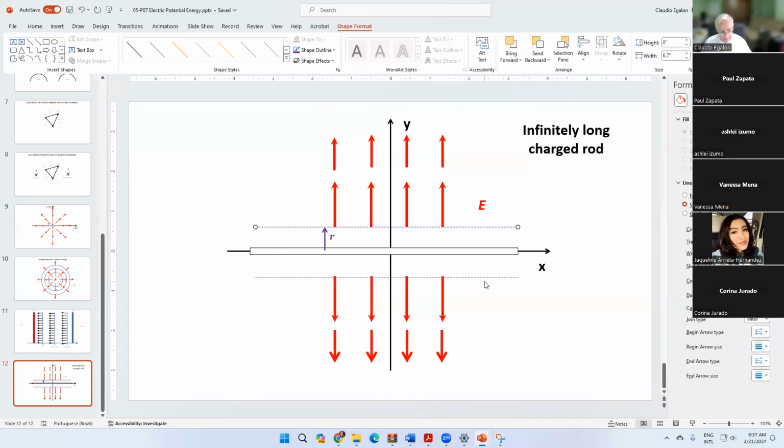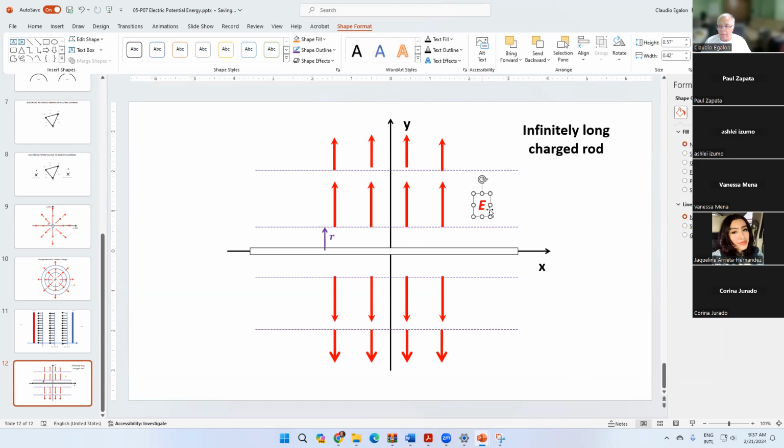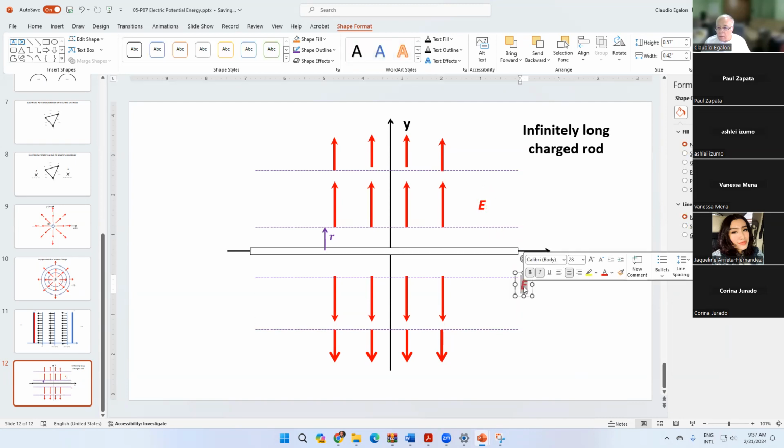Equipotential surface. Another equipotential surface right in here. It is perpendicular to the electric field. Another equipotential surface right in here, and so on. And we're going to have V1 here.